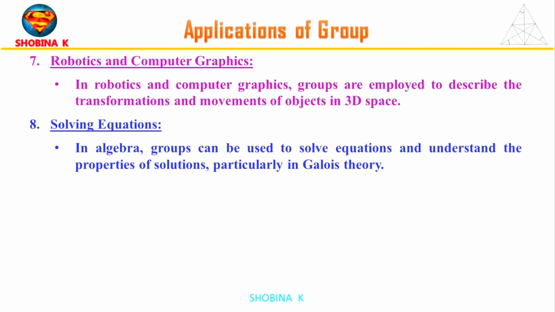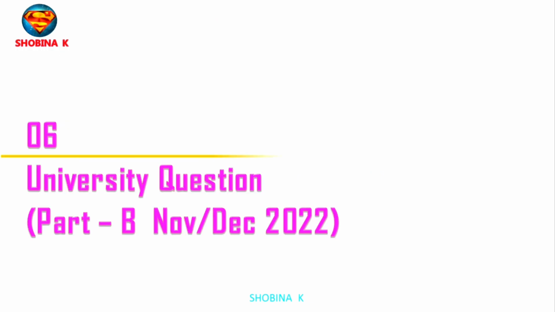Group theory provides a powerful framework for understanding the solvability of polynomial equations by analyzing the symmetries of their roots. And it helps in determining whether an equation can be solved using a combination of addition, subtraction, multiplication, division, and root extractions. These are just a few examples and applications of group theory. AI continues to advance and its applications are expanding into new domains. And so far we have seen the applications of group theory. Now let's see the university question.